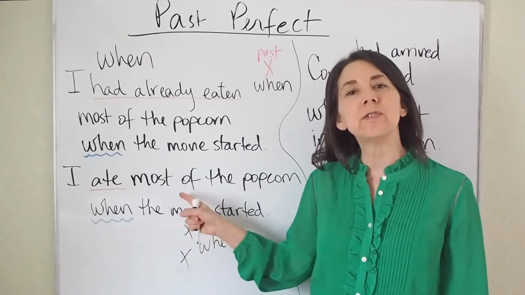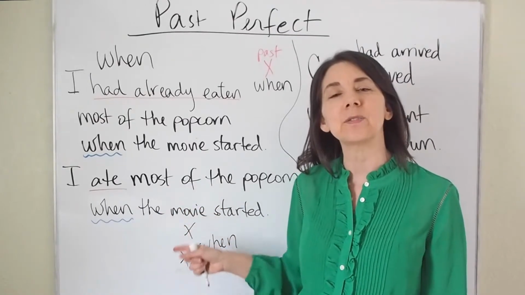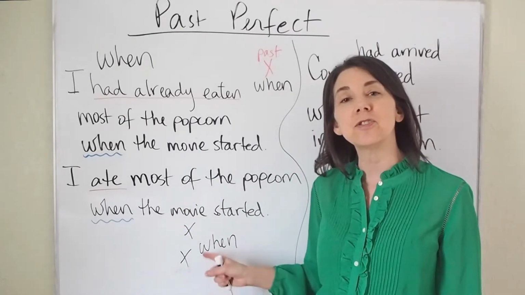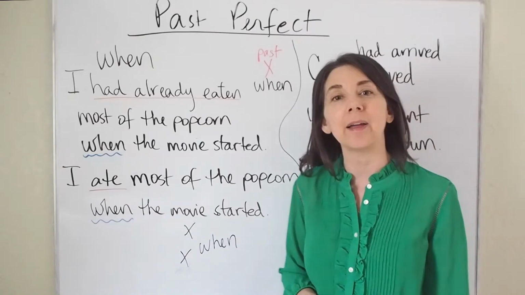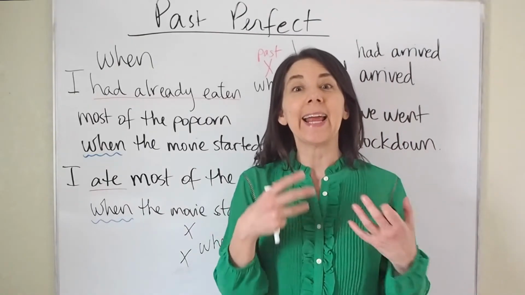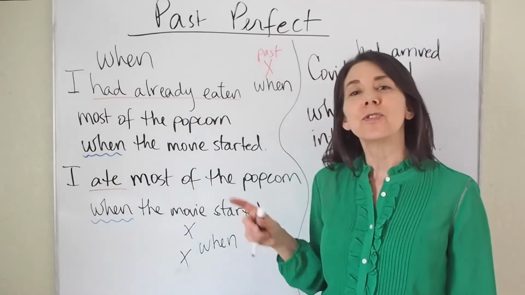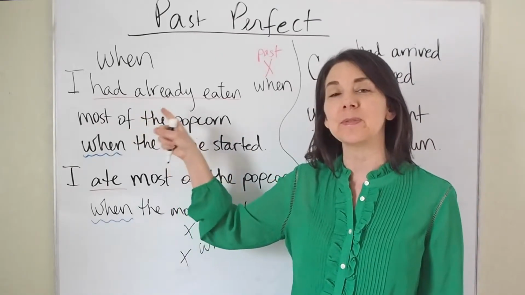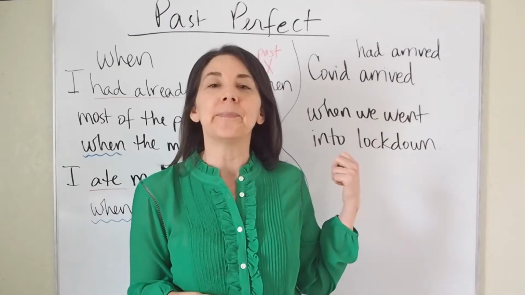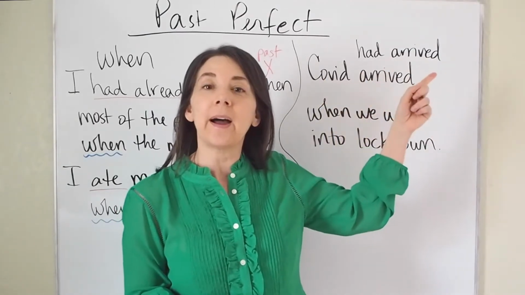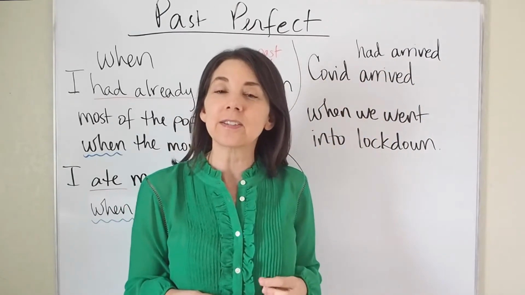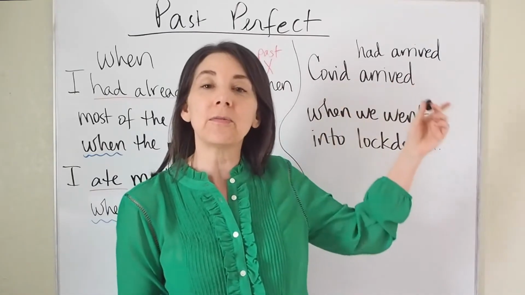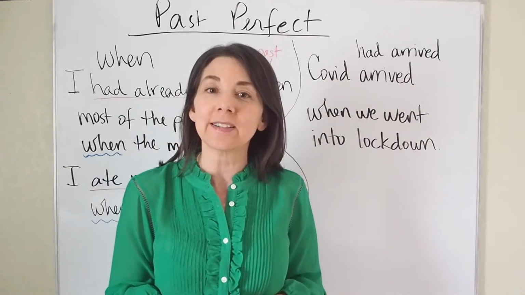If we use these 2 events in the simple past with the word when, it means that the 2 things happened at the same time. The movie started and I ate the popcorn. So you can see here how past perfect can become very important. Let's see another example. COVID had arrived when we went into lockdown, or COVID arrived when we went into lockdown.